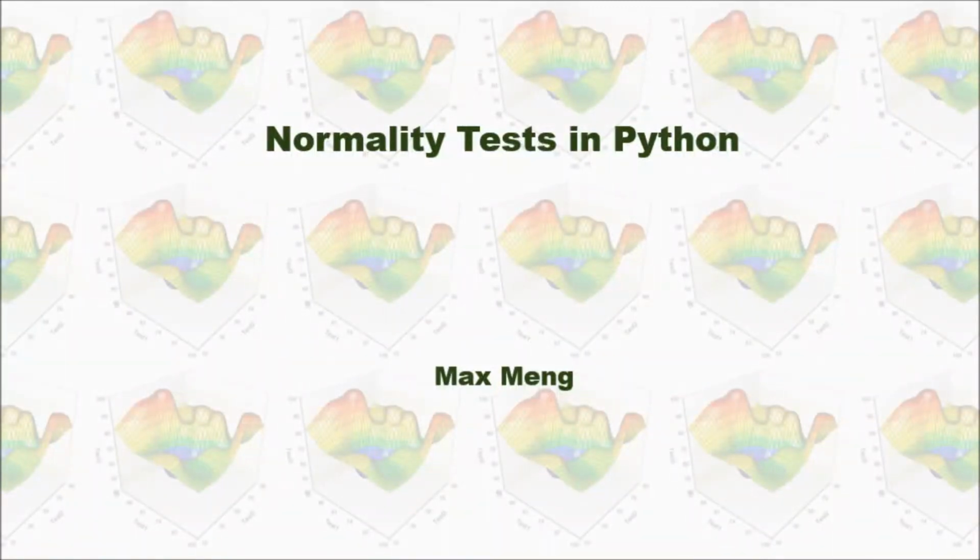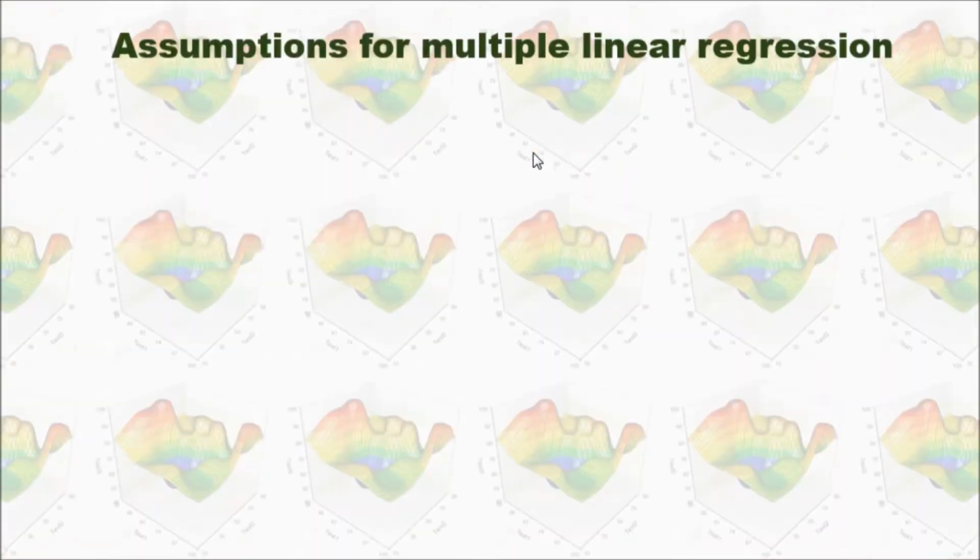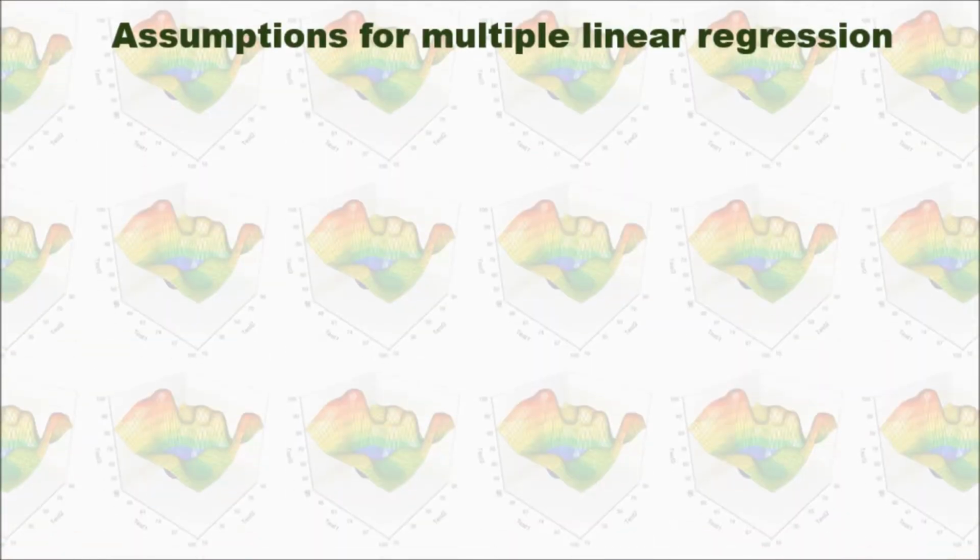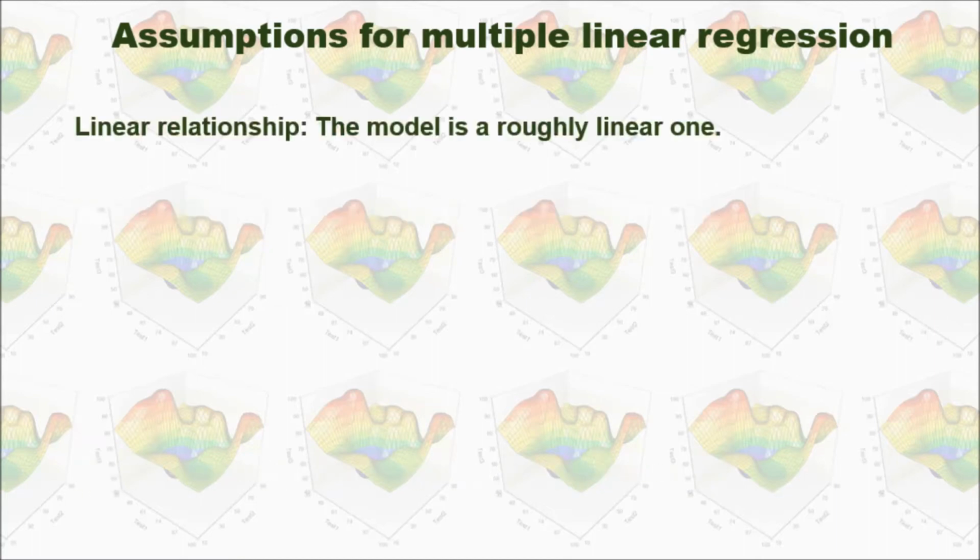This time, I'm going to talk about normality tests in Python. Let's review the assumptions for multiple linear regression first. The first assumption is the linear relationship.